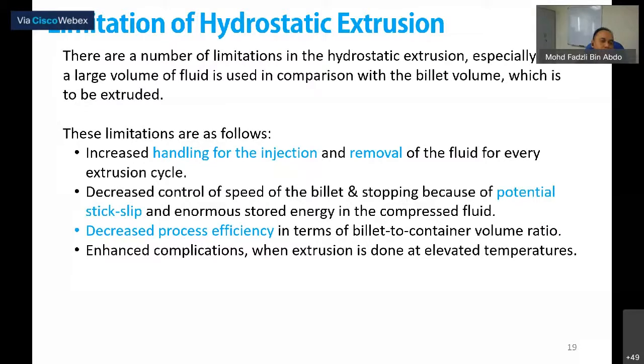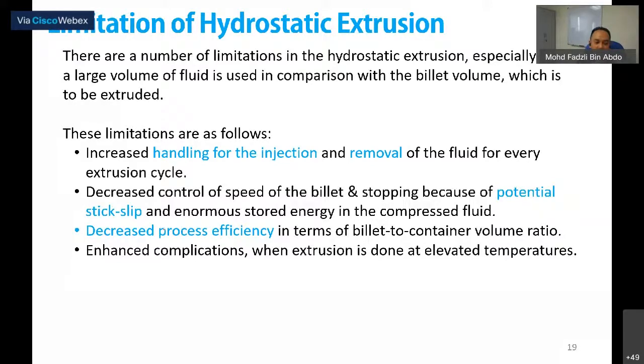This is the limitation. There are a number of limitations in the hydrostatic extrusion, maksudnya constraint lah. Especially when a large volume of fluid is used in comparison with the billet volume which is to be extruded. Maksudnya fluid tadi lebih banyak volume dia daripada billet. Okay. These limitations are as follows. Increased handling for the injection and removal of the fluid for every extrusion cycle. And then decreased control of speed of the billet and stopping because of the potential stick slip. Stick slip maksudnya friction tadi.